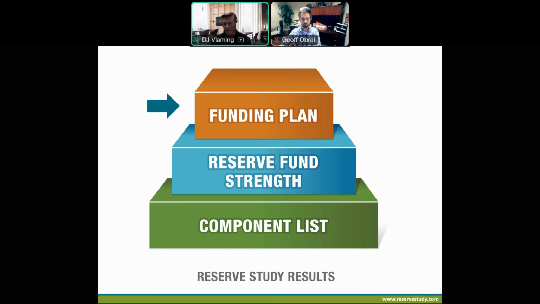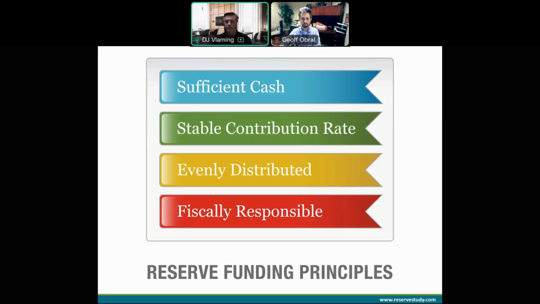Okay, the third reserve study result is the funding plan. So we're going to spend a few minutes reviewing this. Reserve study standards require every reserve funding plan to be based on four principles. First, the funding plan needs to provide sufficient cash to complete reserve projects on time. The funding plan should have a stable contribution rate. Now, this is desirable because it prevents the irregular reserve expenses from disrupting the budget. The funding plan should be evenly distributed across the ownership base, meaning it's fair to both current and future owners. And finally, the funding plan should be fiscally safe and responsible.